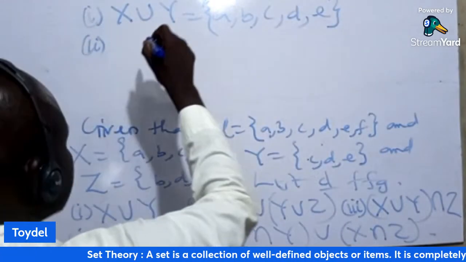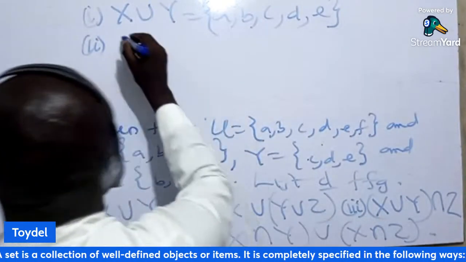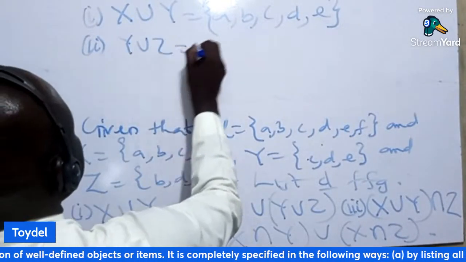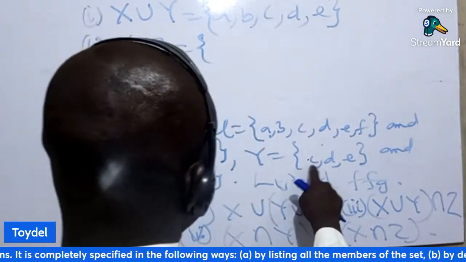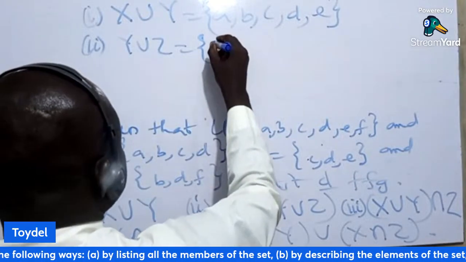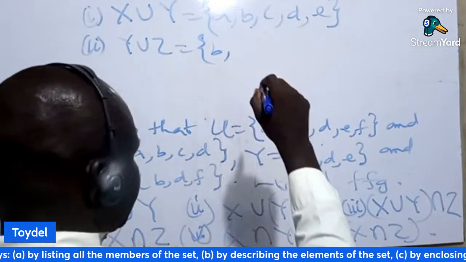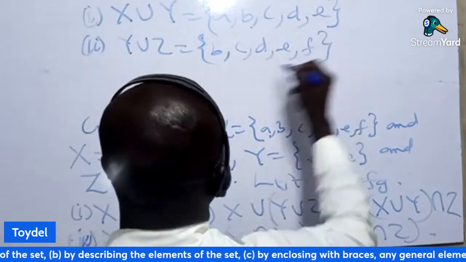Then the second one, we have X union, we first find Y union Z. What is Y union Z? Consider Y and Z. In Y, we have C, D, E. In Z, we have B, D, F. So Y union Z will be B, C, D, E, F. That's what we are going to get.